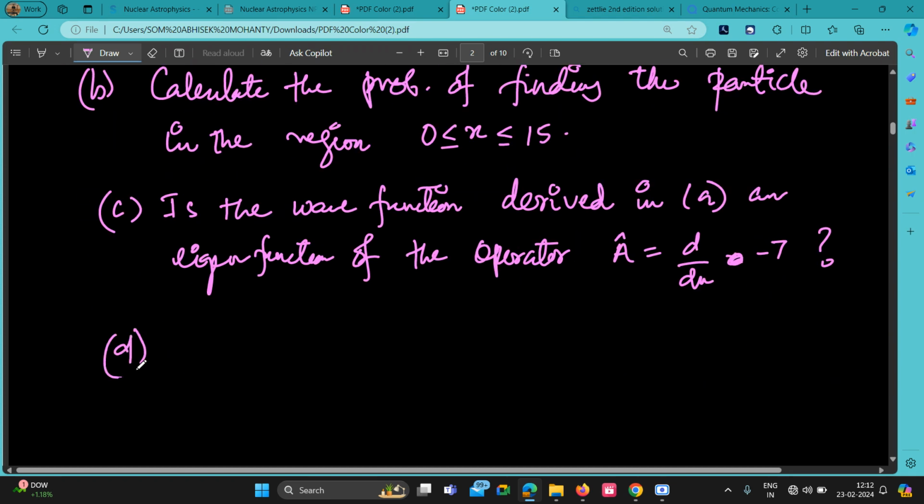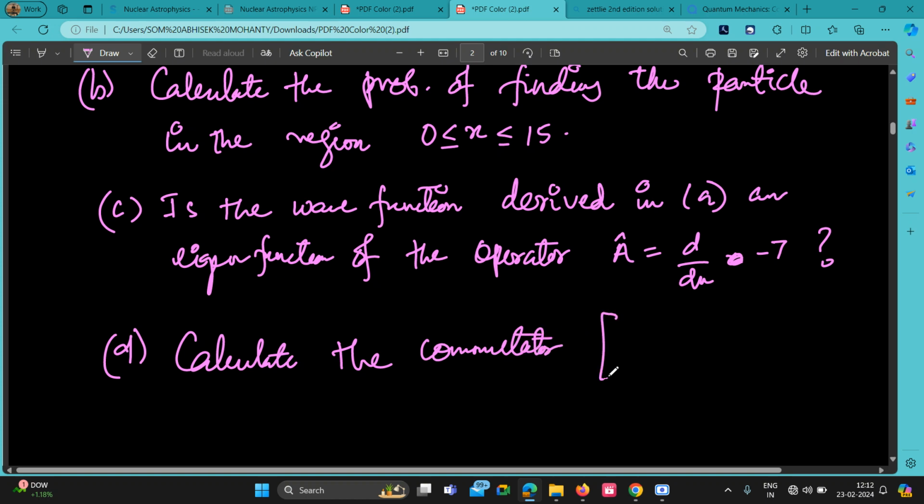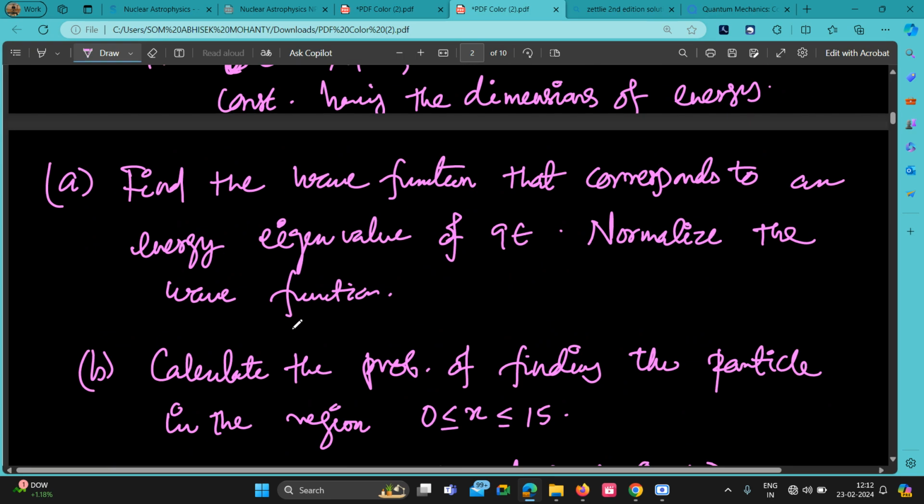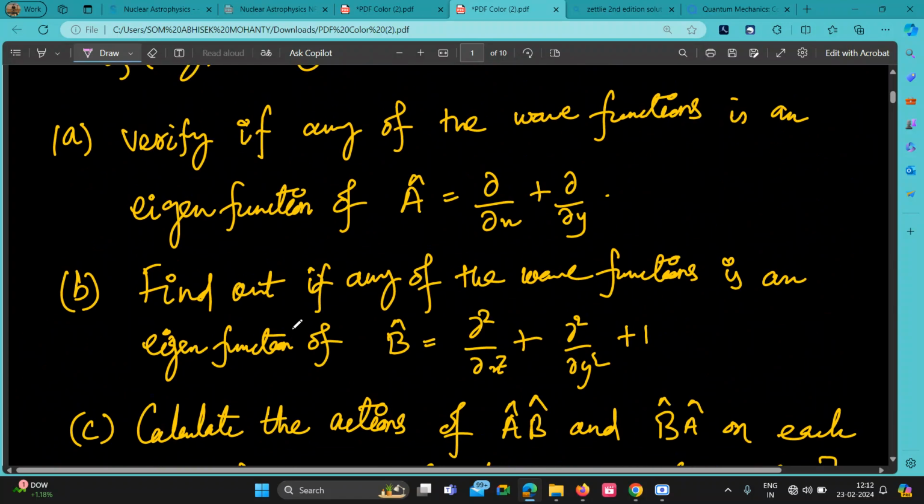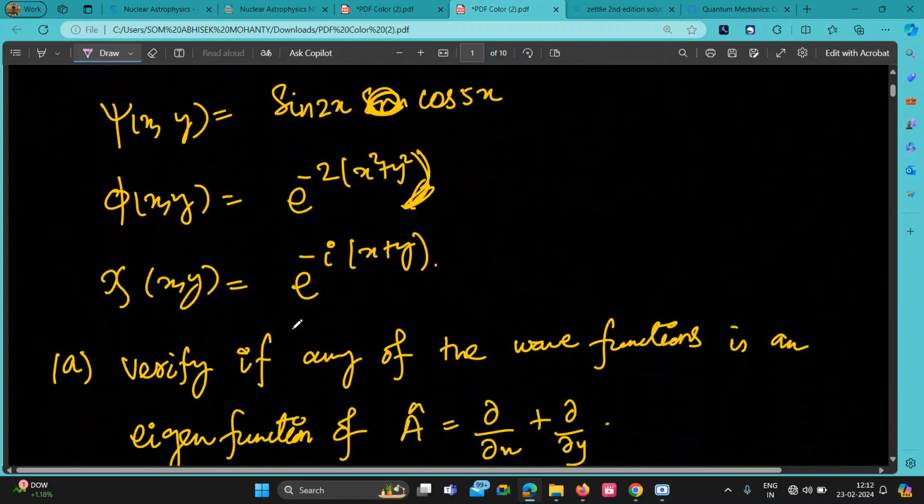Bit D: calculate the commutator with H. Okay. So yeah, these are some of the questions you please try at home. We have done these kind of questions. The more questions you do, the more clarity you get. Okay.